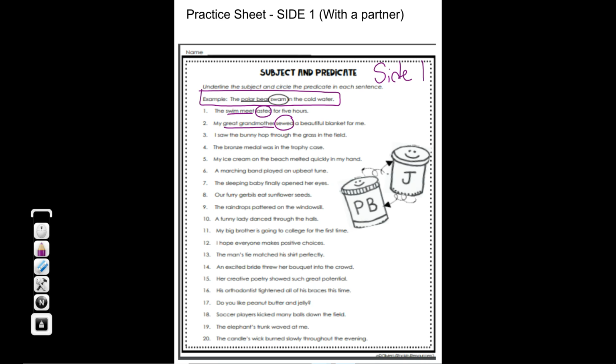You may pause the video. When you are done, you will come back and continue to watch the video for the next direction. Side 1 with a partner, side 2 independently. When you're done with side 2, you can hand it into the writing bin. And then you can come back for the rest of the video and directions. So you may pause the video now to complete sides 1 and 2, and then come back when you are done.